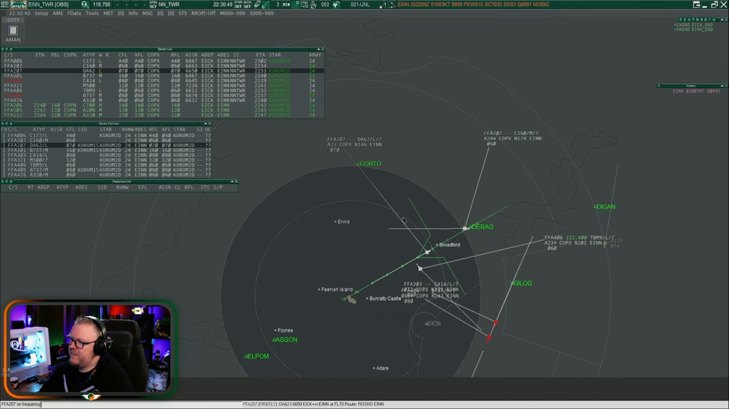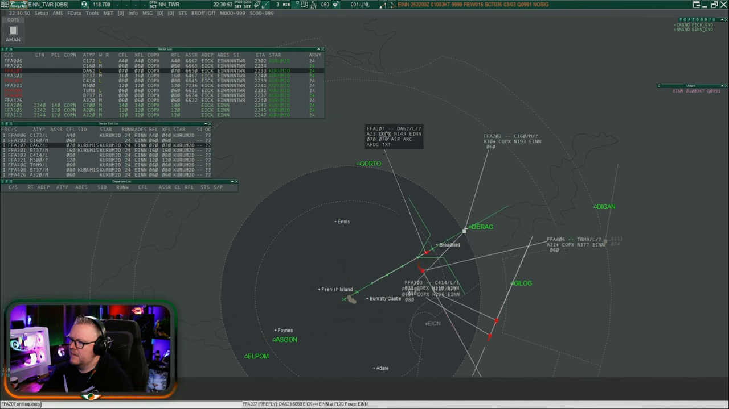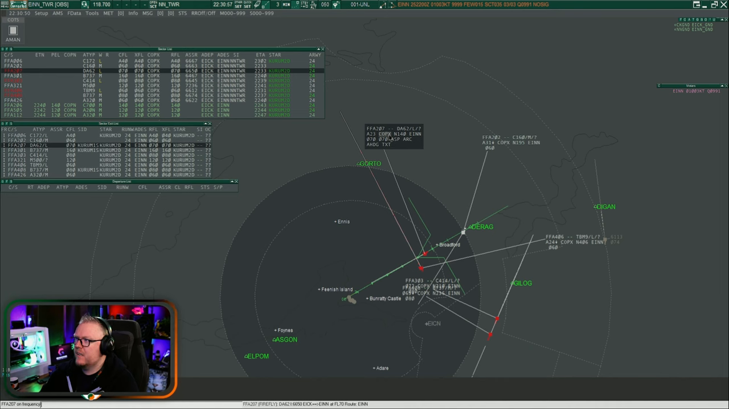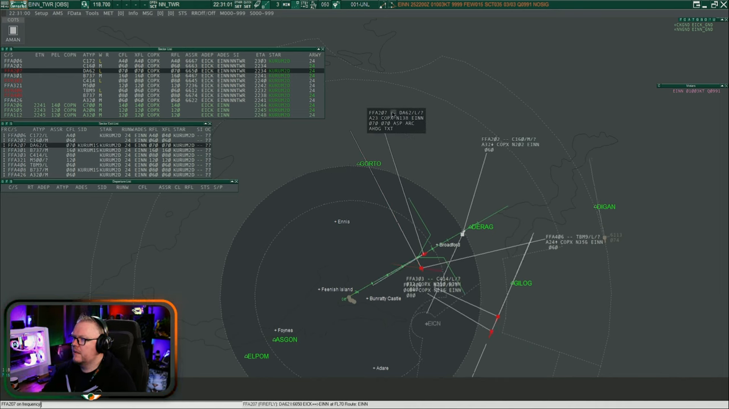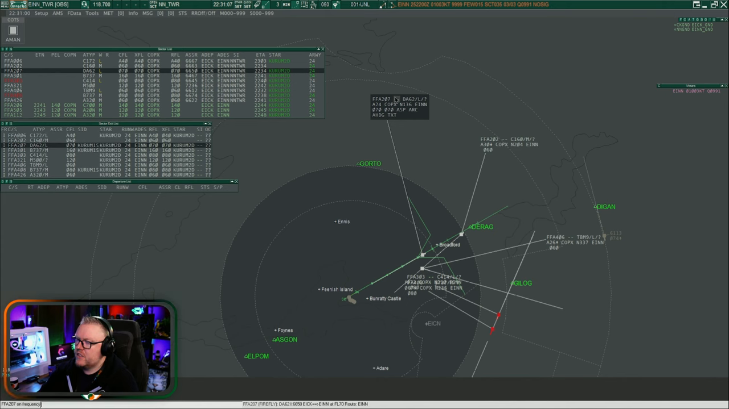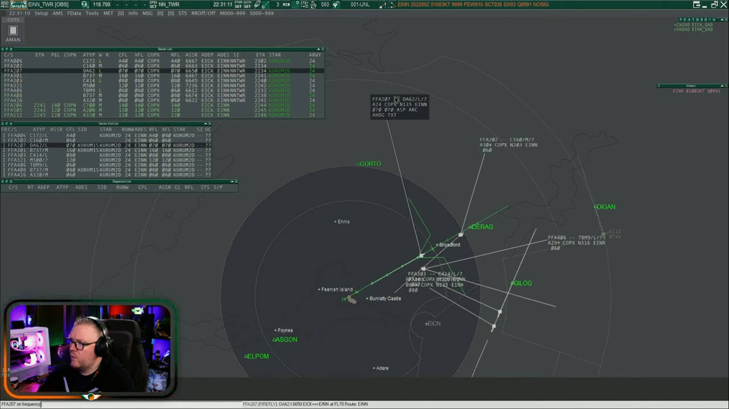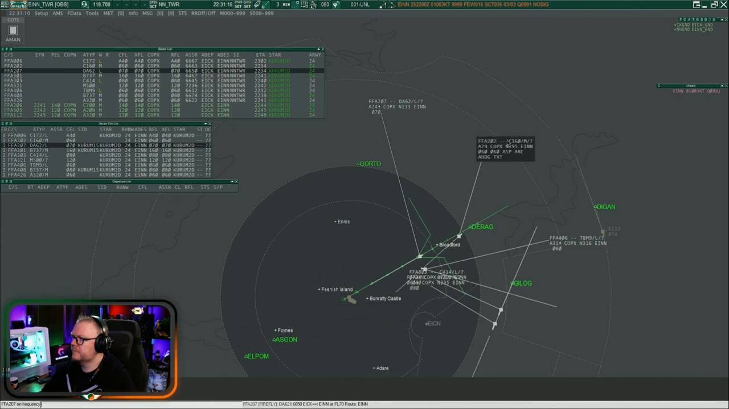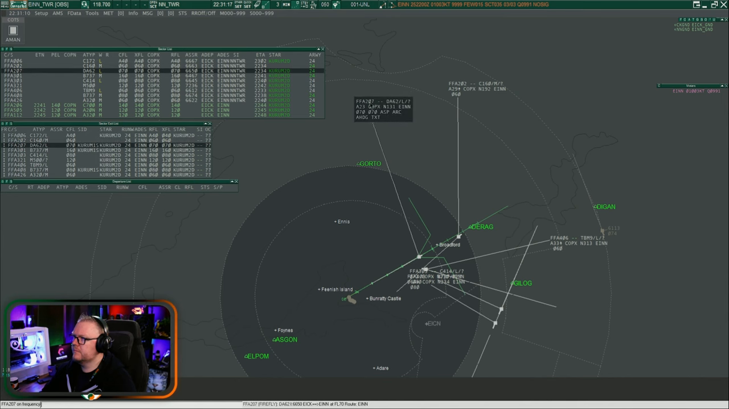Right. 207, is he established? Firefly 207, Shannon Tower. Shannon Tower, Firefly 207, just established on localizer. Good man yourself. Firefly 207, roger. Winds 010 at 3 knots, runway 24, clear to land. Runway 24, Firefly 207.